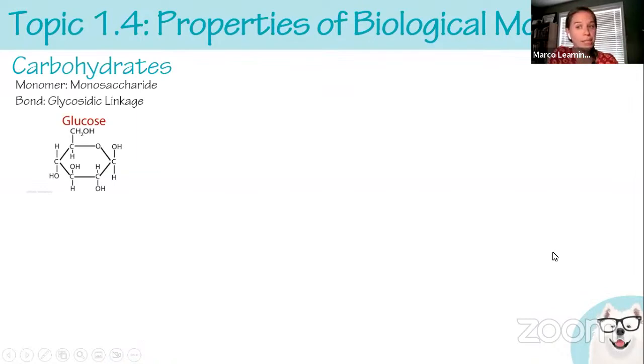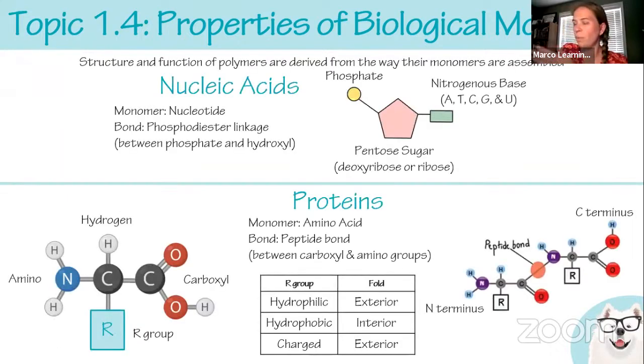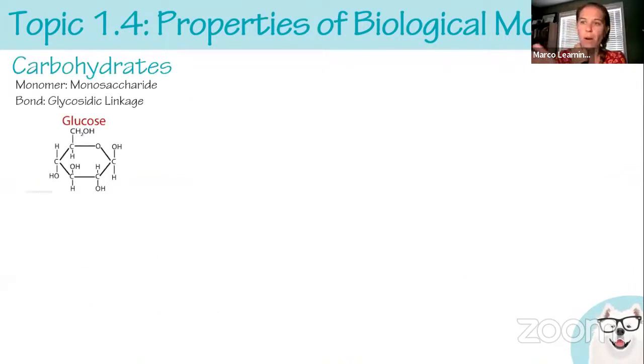So for carbohydrates, the monomer is a monosaccharide. The bond between is a glycosidic linkage. Here you can see glucose, which is just a monosaccharide, and this is one of the ones that you might see often, C6H12O6. You're going to notice that carbohydrates have a lot of carbons, hydrogens, and oxygens, versus the nucleic acids and the proteins, which have nitrogen; there's sulfur found in the proteins, and phosphate found in the nucleic acids. But in terms of the carbohydrate, all it is is carbon, hydrogens, and oxygens, and it's usually in a 1 to 2 to 1 ratio.